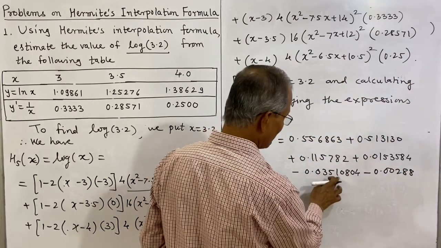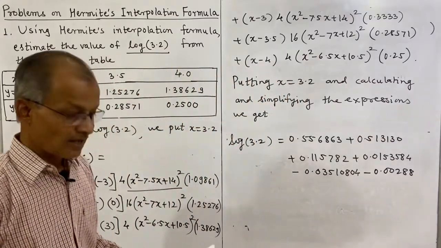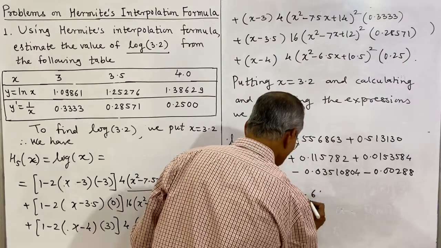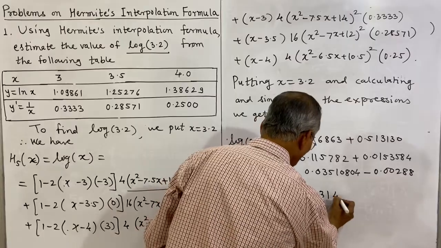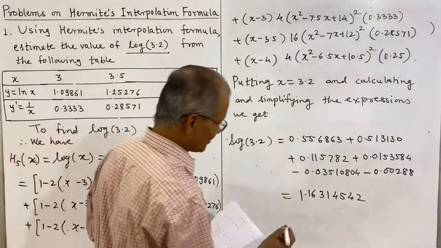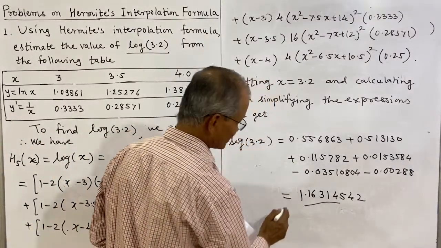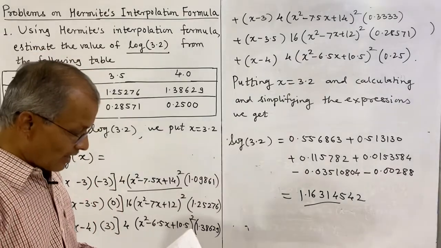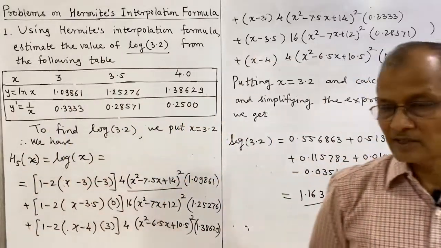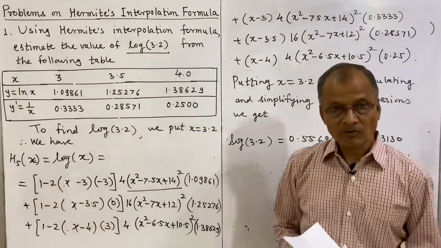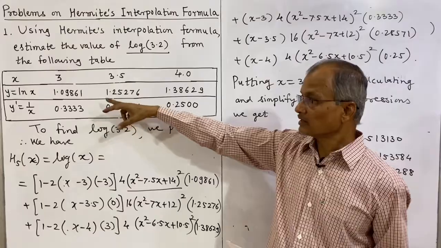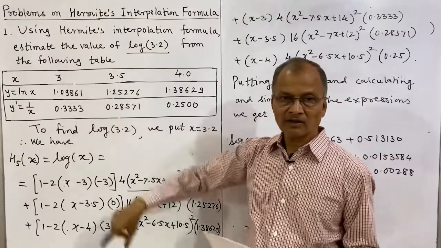Here actually we have written 4 and 4, 8 decimal, up to 8 decimal places we have written, and the final result is 1.16314542. So this is the value of log of 3.2, which is correct up to 4 or 5 decimal places. So up to this, it is correct, and thus this gives the answer. So in this way we can use Hermite's interpolation formula to obtain the required value. In this case, the set of values will be x, y and y prime.